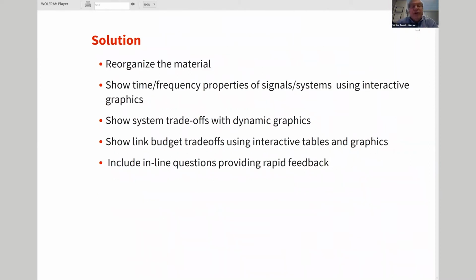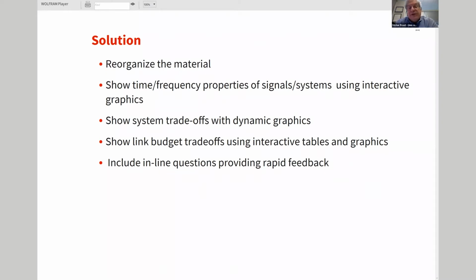So the solution here was to reorganize the material a little bit, and I'll mention that. The other thing is to show a lot of these properties using Wolfram interactive graphics. Kind of as background, I've known about Mathematica for a long time, but when I really became familiar with using the Manipulate function, I used that in several of my classes. And so I had kind of a repertoire of interactive graphics already built up. And also the Wolfram Demonstrations Project was a good resource. I was able to reuse some of those without having to develop them on my own.